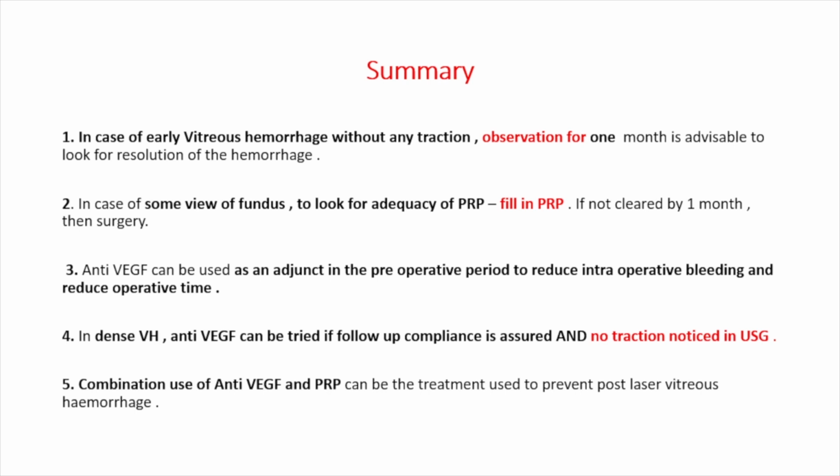So to summarize, in cases of early vitreous hemorrhage without any traction, observation for 1 month is advisable to look for resolution. In case of some view of the fundus, a fill-in PRP can be done. If it is not cleared by 1 month, then surgery is given for the non-resolving vitreous hemorrhage. Anti-VEGF can be used as an adjunct in the preoperative period to reduce intraoperative bleeding and operative time. In dense vitreous hemorrhage, anti-VEGF can be tried if follow-up compliance is assured and no traction is seen on ultrasound. A combination of anti-VEGF and PRP can be used to prevent a post-laser vitreous hemorrhage.